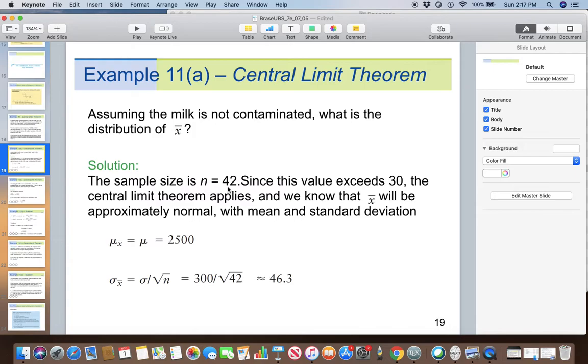Well, sample size is 42. Since this value exceeds 30, the central limit theorem applies, and we know that X bar will be approximately normal, with its mean being mu, the same mu as before, and its standard deviation sigma X bar is sigma over square root n, which is approximately 46.3. Notice the original sigma is 300, but I'm dividing by square root 42. So the new sigma will be approximately 46.3.